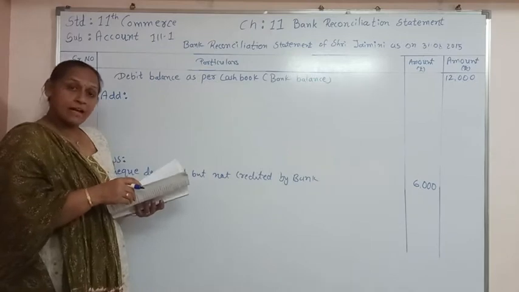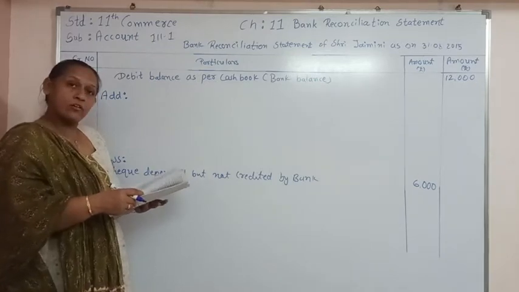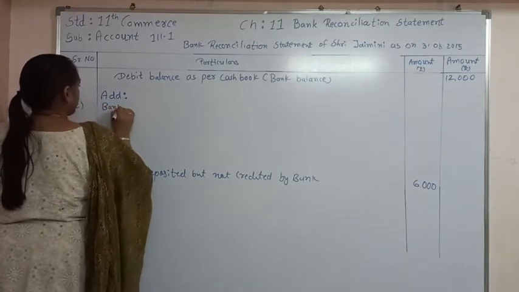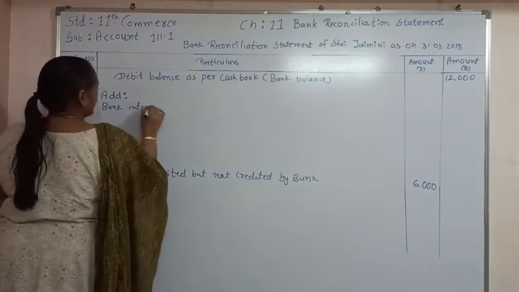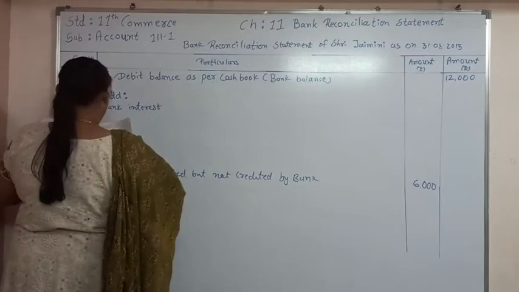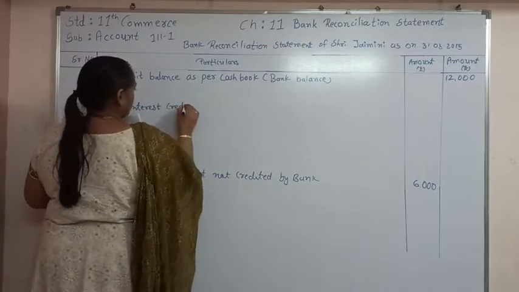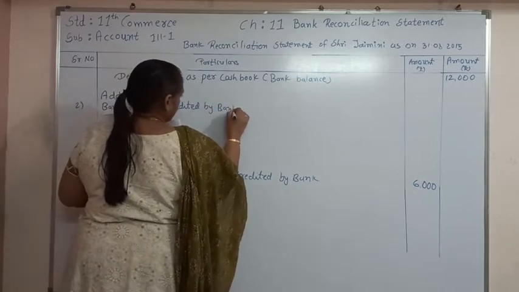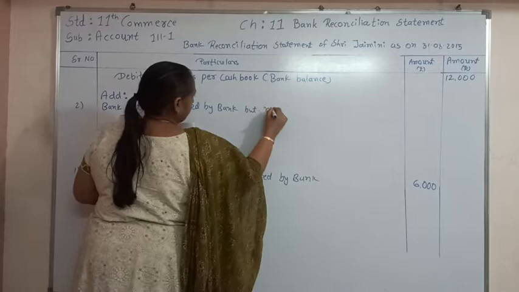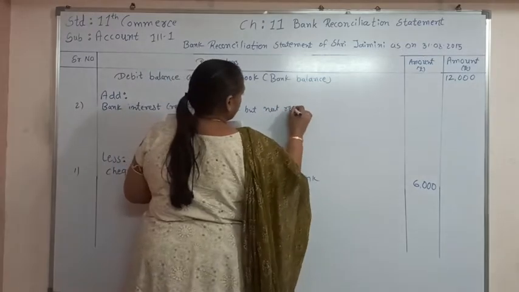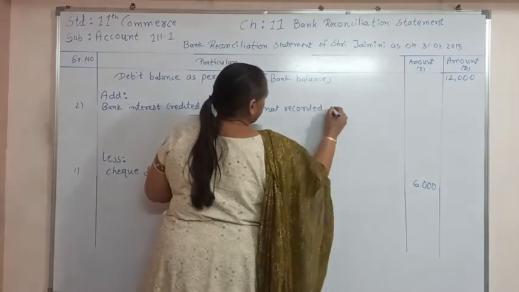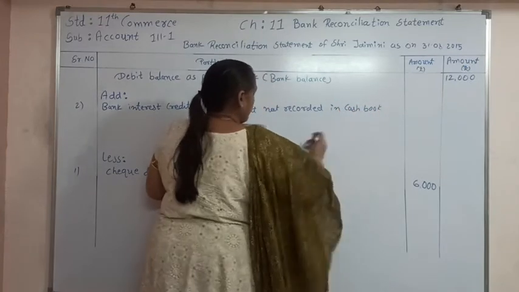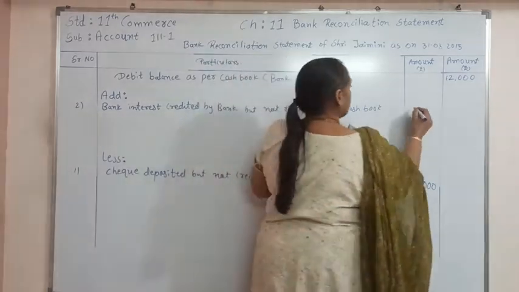Interest credited by bank but not recorded in cash book. Bank interest credited by bank but not recorded in cash book. So that will be 400.